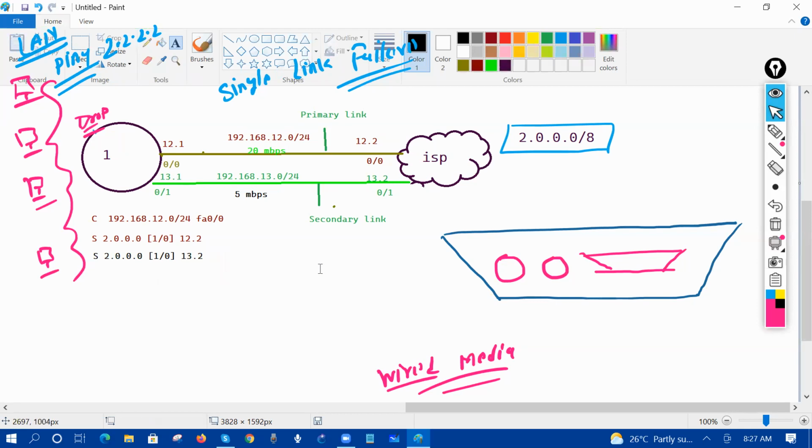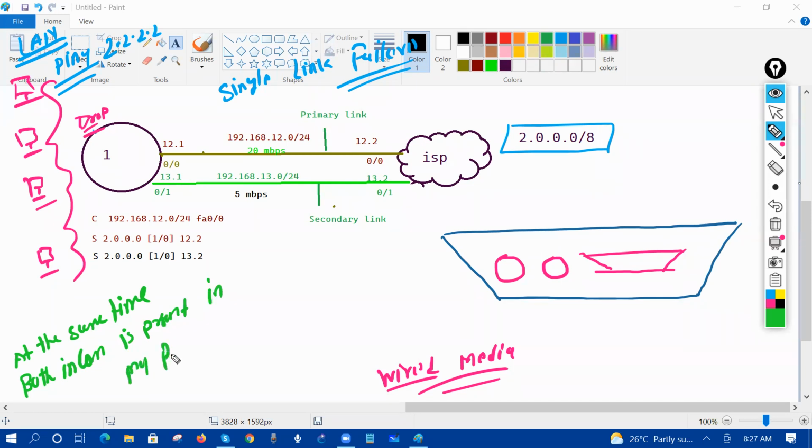It's good now. But you know what problem is happening? At the same time, both pieces of information are present in my routing table. At the same time, both routes to 2.0 via 12.2 and via 13.2. What problem is happening over there, guys?